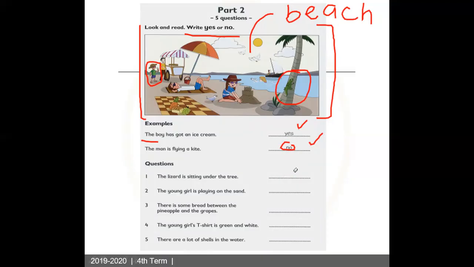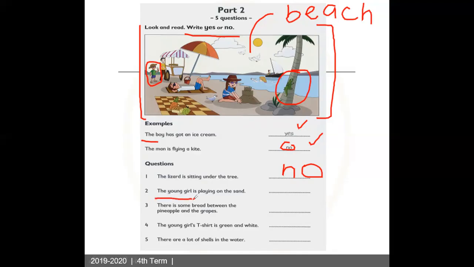All right. Let's just try to erase it. This is actually, let's write no. Okay. It's not sitting under the tree, but it's actually climbing the tree. Climbing.